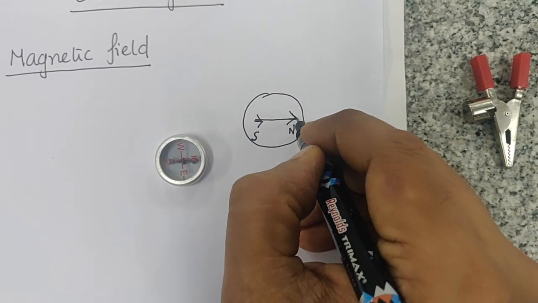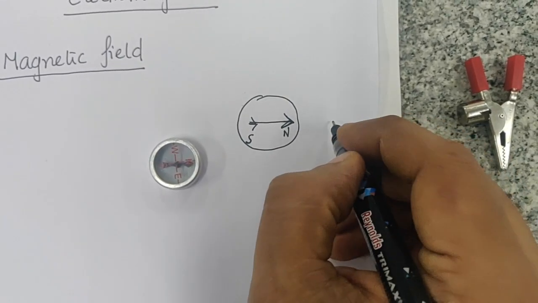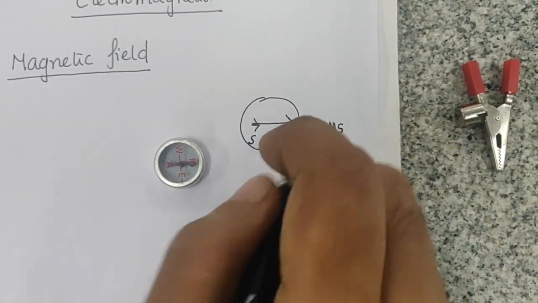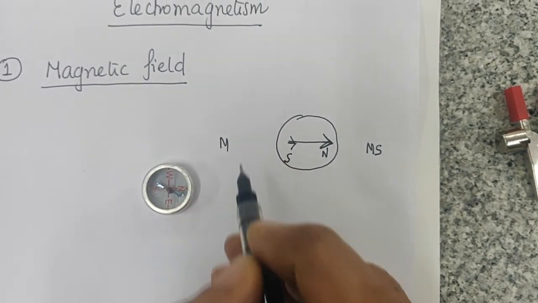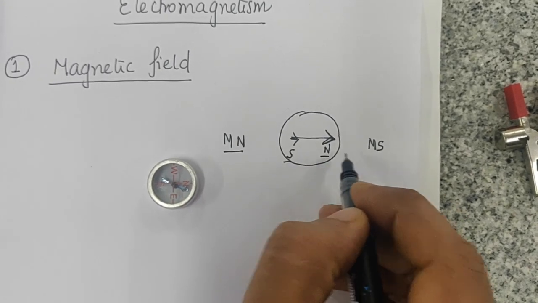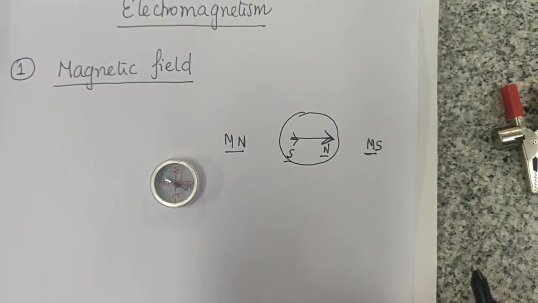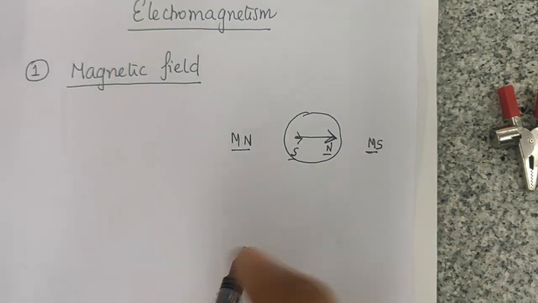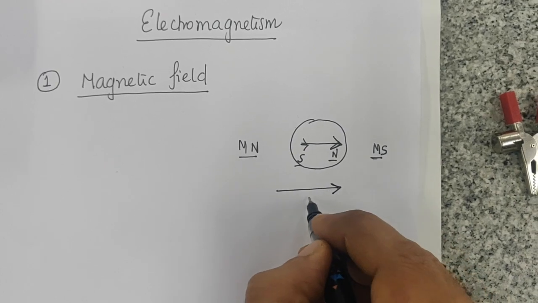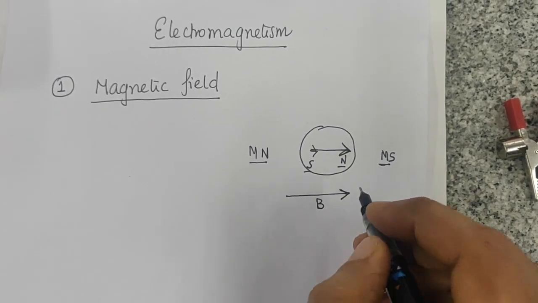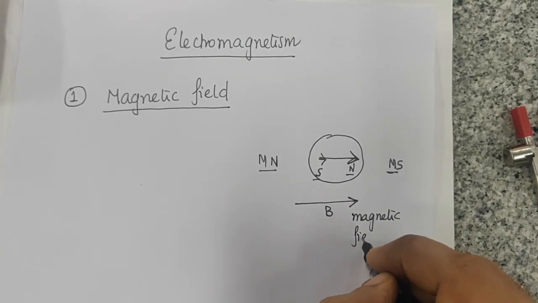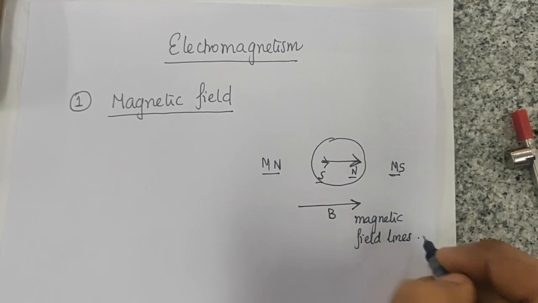The reason why the north is pointed here is because the Earth's magnetic south is here, and the Earth's magnetic north is here, right? So the north attracts the south, and here the north is attracted towards the south. So in general, at this point, we say the Earth's magnetic field direction is like this. We represent this as B, and we call these magnetic field lines, right?